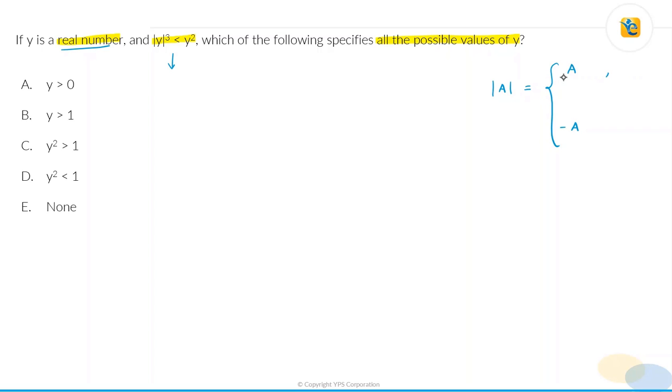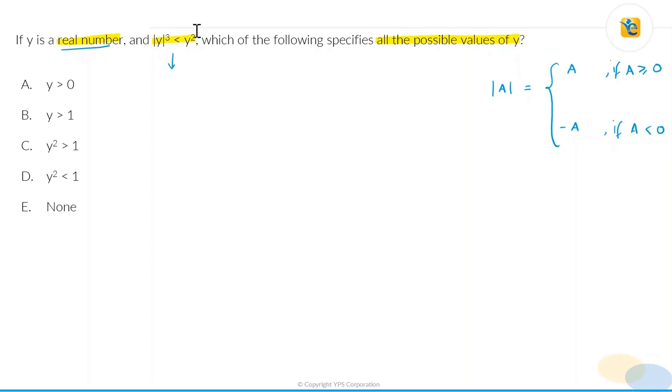Now when will it be equal to a itself? If a is greater than or equal to 0. Basically in this case, the absolute value does nothing. The number was already non-negative. While the second case is valid if a is less than 0. So if a number a was negative earlier, then when you take the absolute value, it makes it positive by multiplying it with -1. So you see how there are two possible cases whenever you're dealing with absolute values.